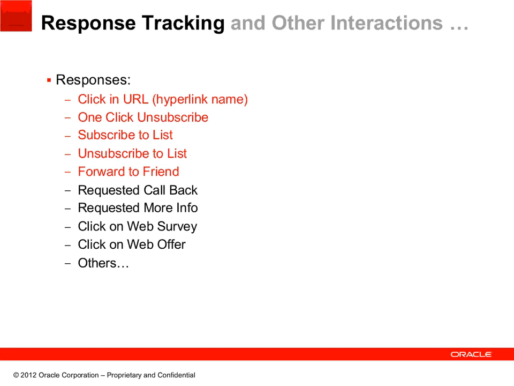There are multiple types of responses which Siebel and Contd provide for you to capture and track. Clicking on any URL embedded in the email can be tracked. You can have any URLs within your organization, URLs which can be sent through emails, and those can be tracked whenever they are clicked. Similarly, we have functionalities like one-click subscribe, subscribe to list, unsubscribe from list, forward to friend, etc. There is also functionality like requesting a callback, requesting more info, clicking on a web survey or a web offer.